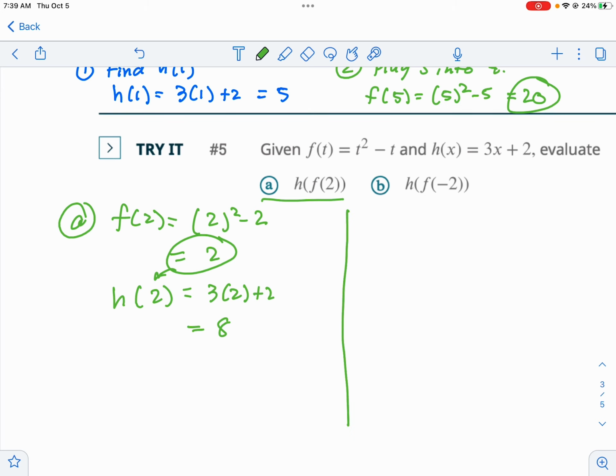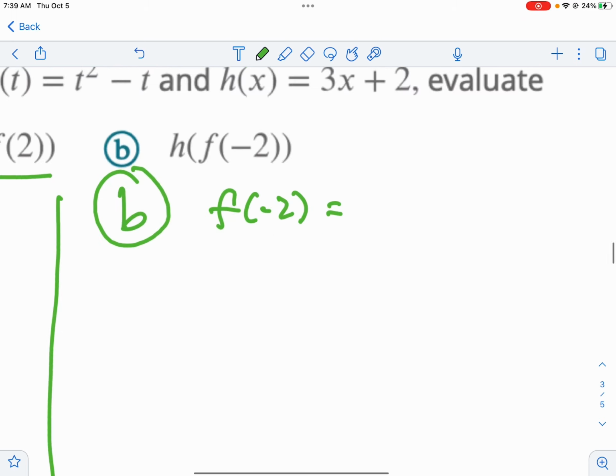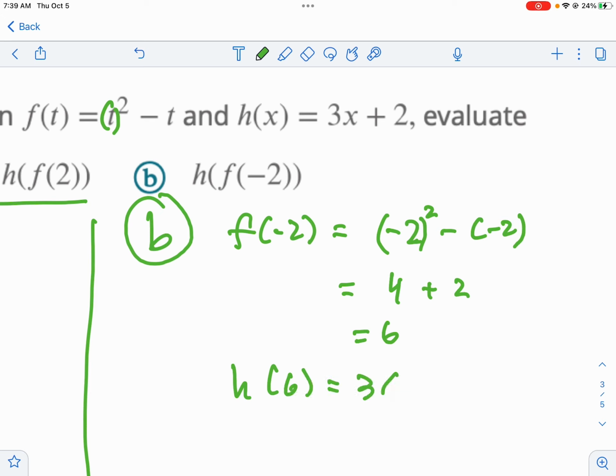For B, first you got to find f of negative 2. F of negative 2. So it's important that you're using parentheses here, because that is a negative 4. But when you put parentheses where they need to be, that is a positive 4. So it's a big difference with the negatives. So this is 4 plus 2, which is equal to 6. Then you do h of 6, which is 3 times 6 plus 2, which is equal to 20. 3 times 6 is 18, plus 2 is 20.